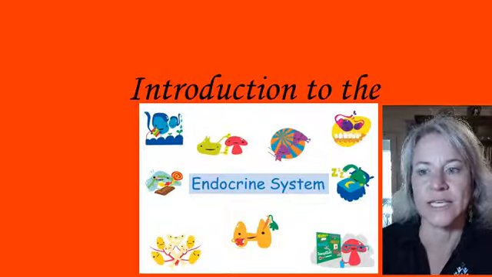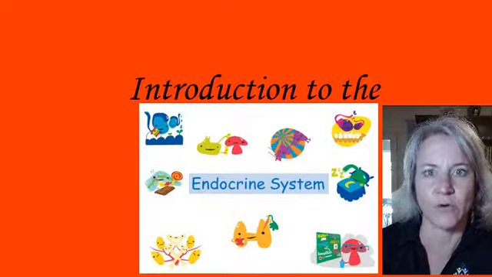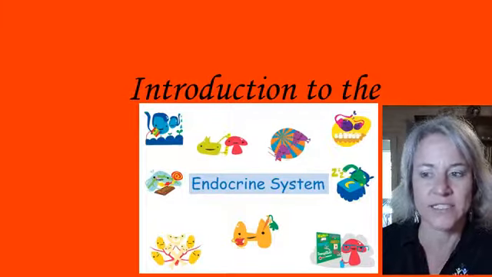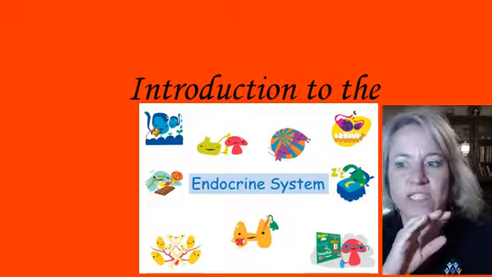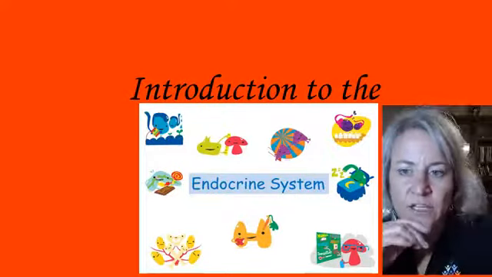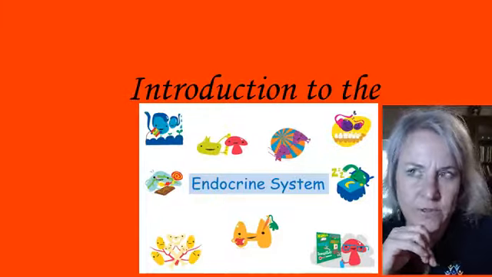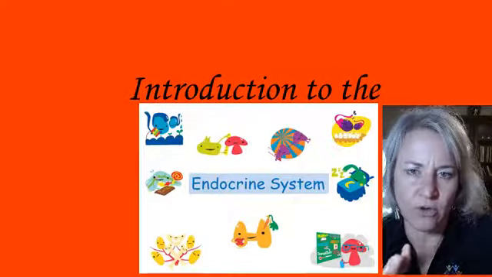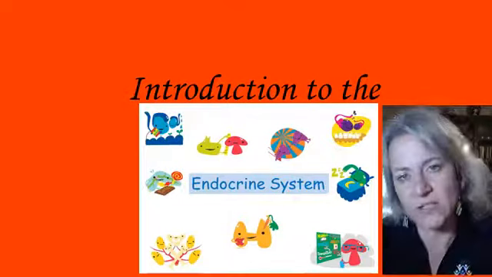Introduction to the endocrine system, which is a system of glands. The endocrine glands don't have ducts, okay? They're ductless. If you have a duct, that's considered exocrine. But endocrine glands don't have a duct, so when they secrete the hormone, it's secreted directly into the blood.